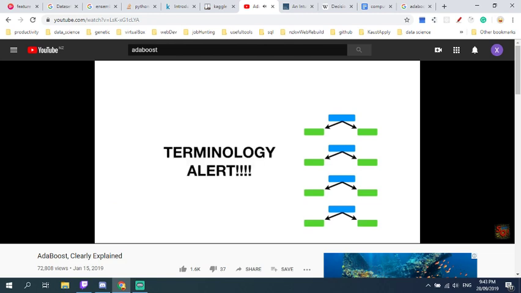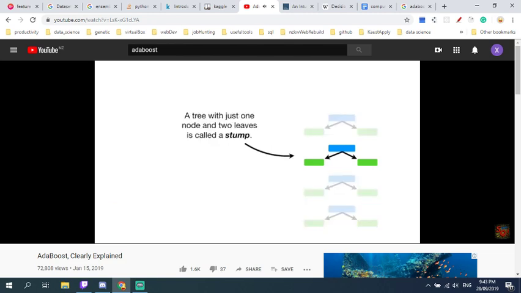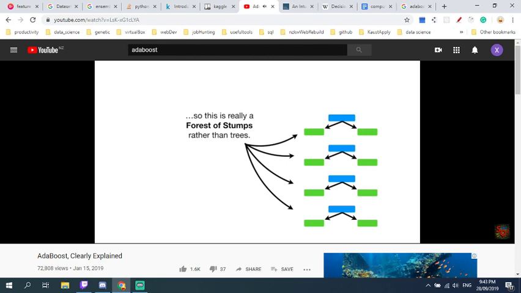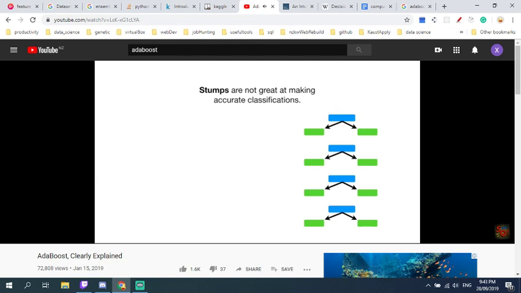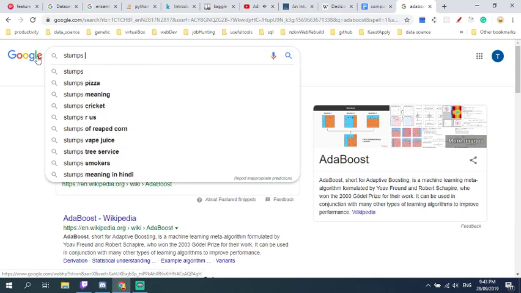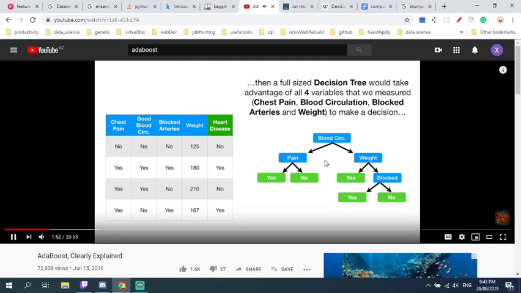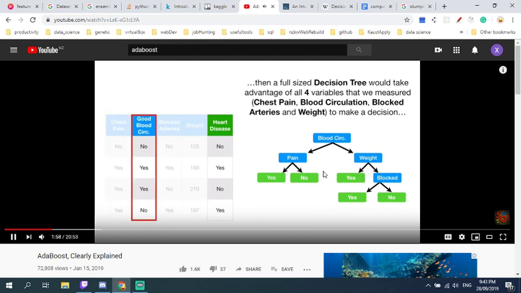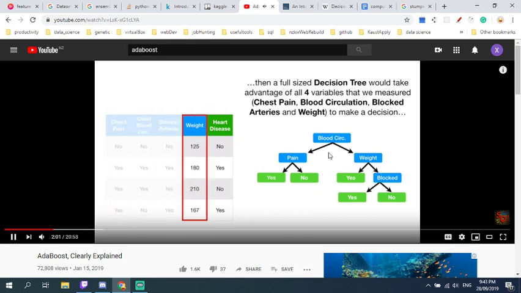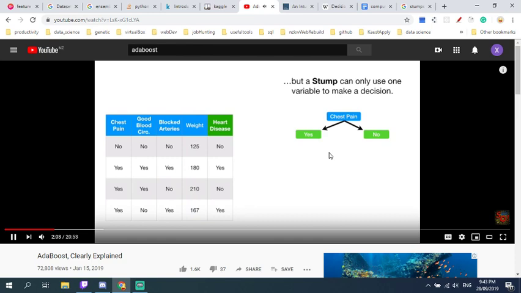In contrast, in a forest of trees made with AdaBoost, the trees are usually just a node and two leaves. Oh no, it's the dreaded terminology alert. A tree with just one node and two leaves is called a stump. So this is really a forest of stumps rather than trees. Stumps are not great at making accurate classifications. For example, if we were using this data to determine if someone had heart disease or not, then a full-size decision tree would take advantage of all four variables that we measured, chest pain, blood circulation, blocked arteries, and weight, to make a decision. But a stump can only use one variable to make a decision.